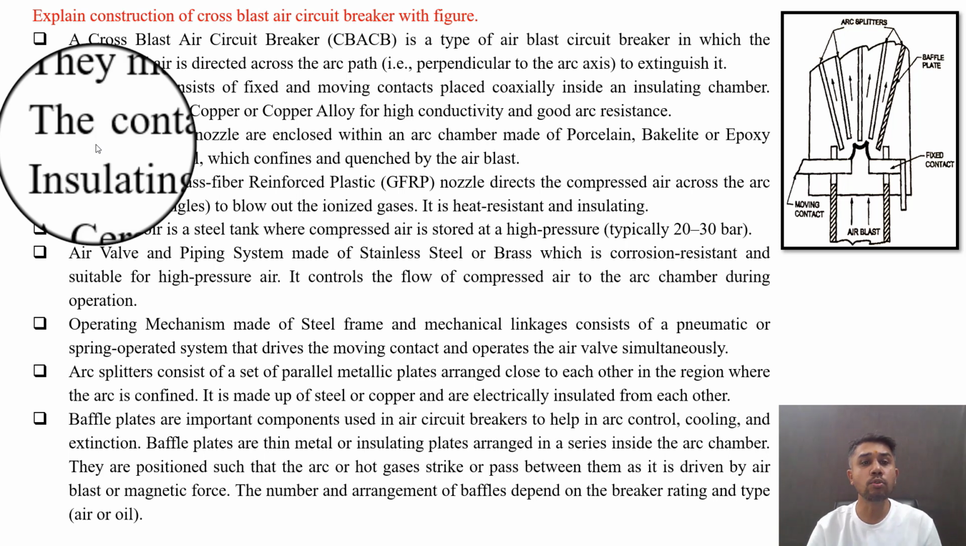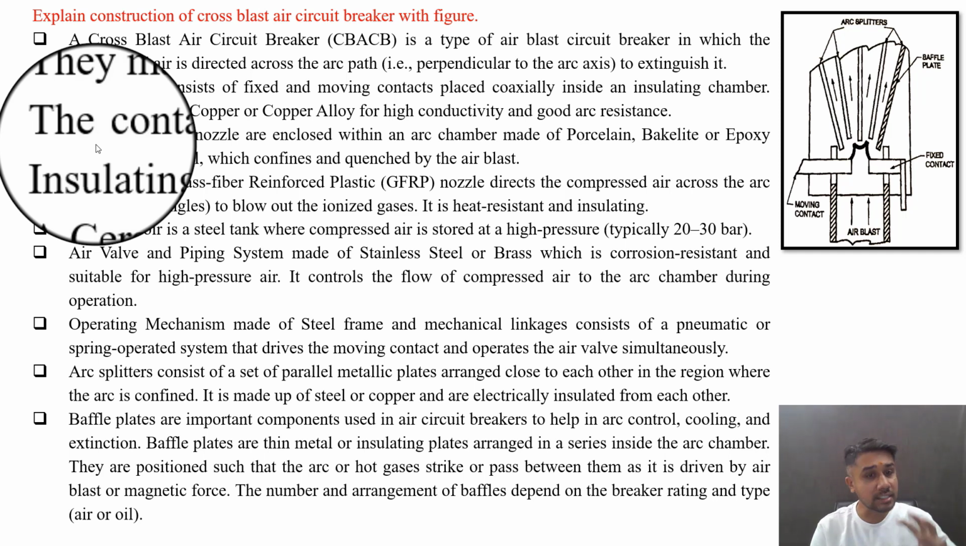The contact and nozzle are enclosed within the arc chamber made of porcelain, bakelite, epoxy resin or other insulating material, which confines and quenches the arc or air blast. A ceramic or glass fiber reinforced plastic nozzle directs the compressed air across the arc path, that is, at right angles to the main arc, to blow out the ionized gases. It is a heat resistant and insulating type material.